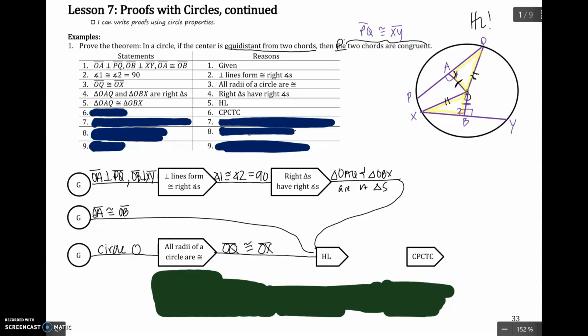Remember, the only thing that can follow one of those would be CPCTC. And so after my triangles are congruent, I have to figure out which parts are going to help me prove this. Now those segments, PQ and XY, are too long for my triangles. I can only get about AQ and XB being congruent.